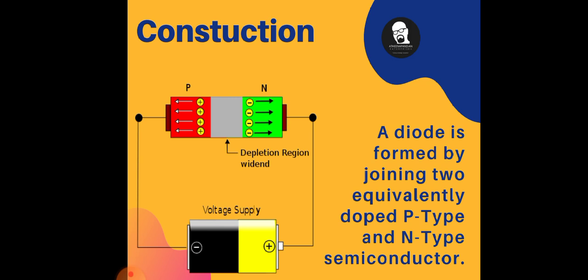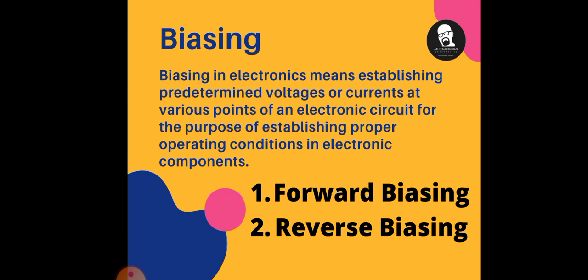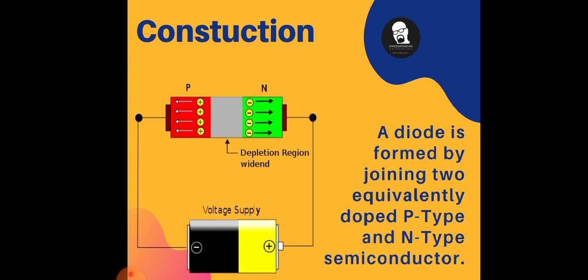So this depletion layer is shown in gray color. You can see on your screen. So this p-type and n-type semiconductor is connected together, where a p-n junction is formed.